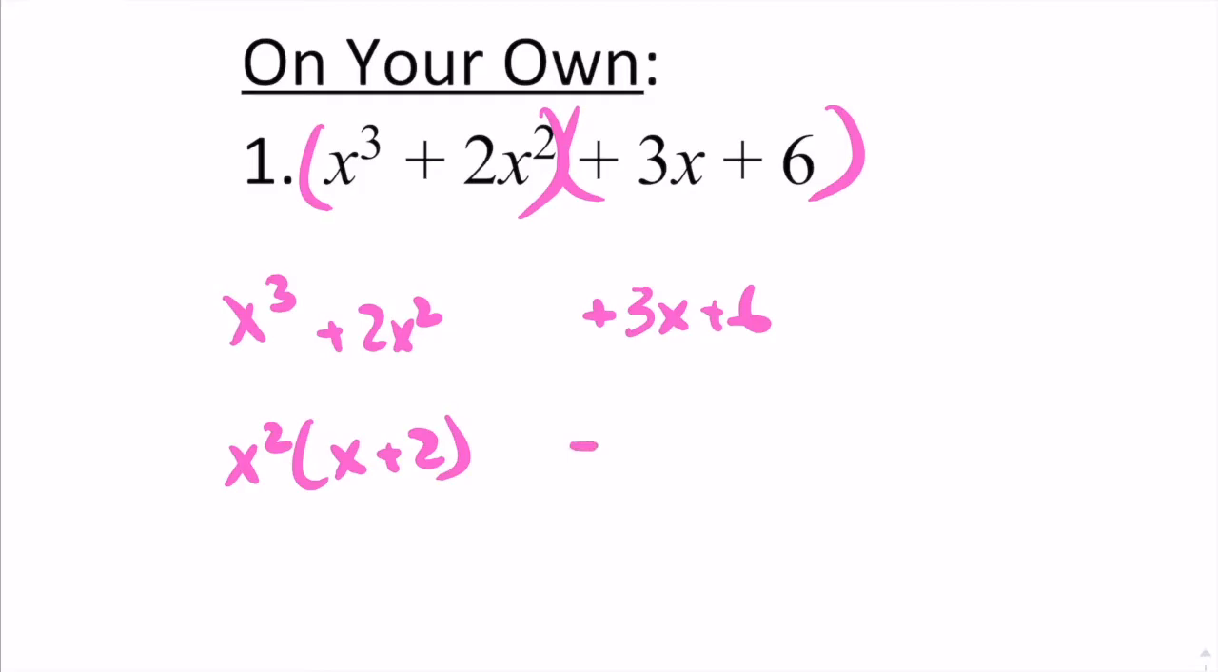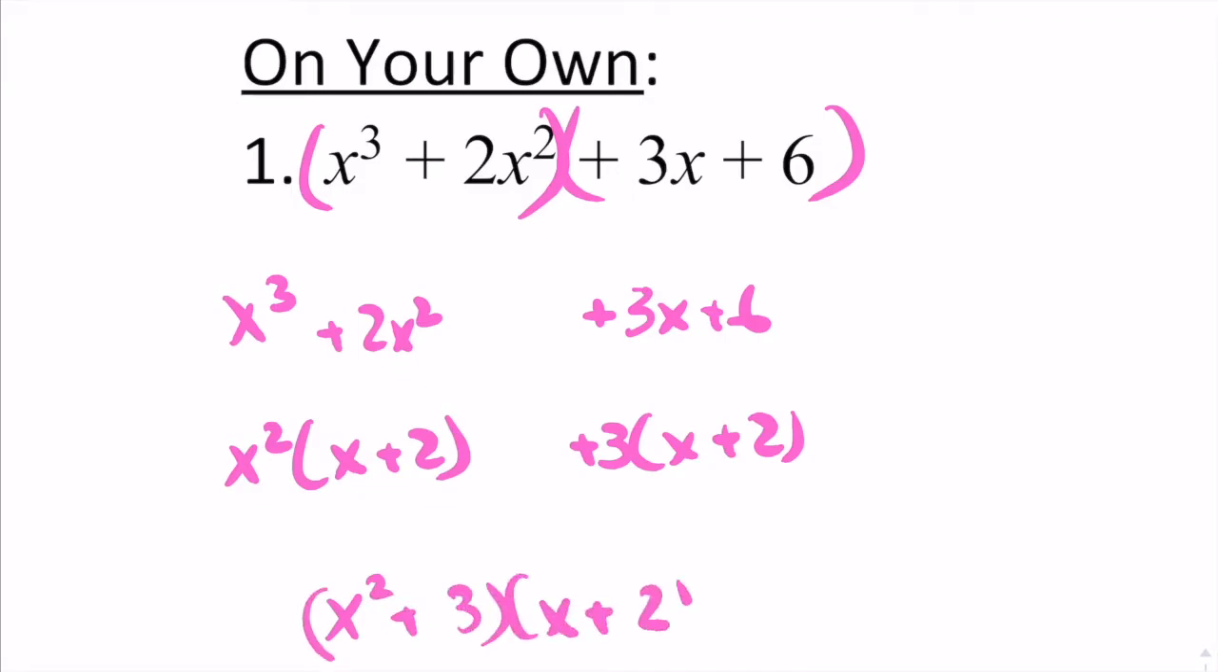Next one, I could take out a positive 3, left with x plus 2. So I have x squared plus 3 multiplied by x plus 2. Okay.